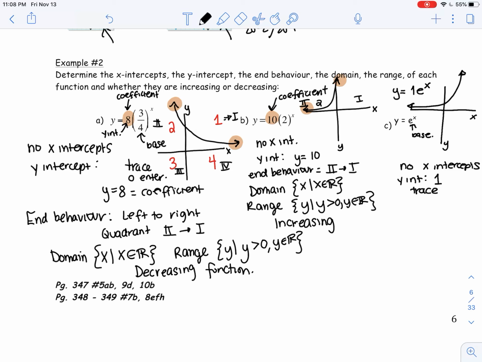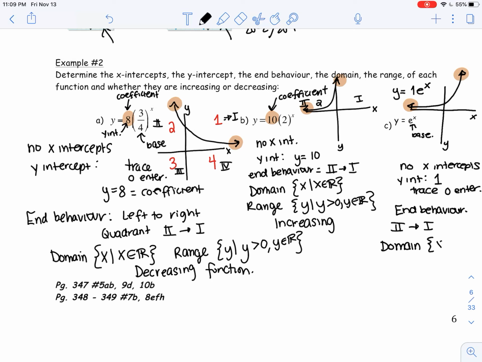Remember, you can always press trace on your calculator. You can press 0 and then enter, and it would also say that it's 1. Your end behavior will be the same as all the previous ones. It's going to start in quadrant number 2. The left end is in quadrant number 2, and it's going to end up in quadrant number 1. So do you see? 2 to 1, 2 to 1, always left to right.